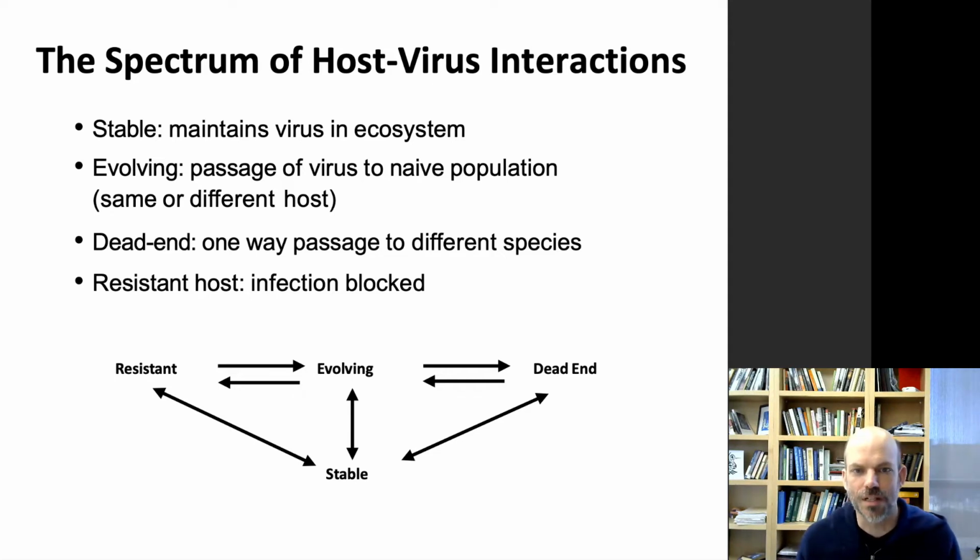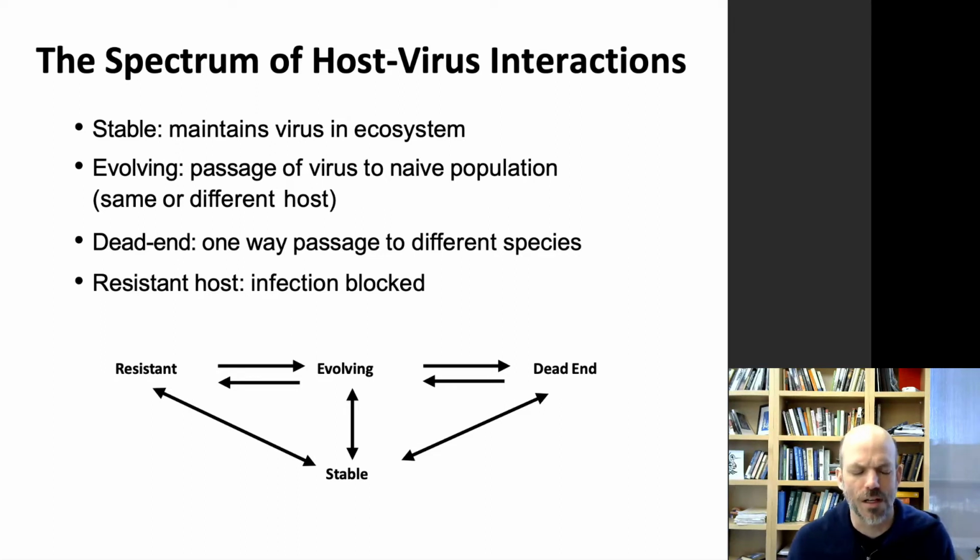So an evolving host-virus interaction is when the virus is exposed to a naive population. So it could be a subpopulation within the same species that hasn't been exposed to that virus before for some reason, which could be a geographic barrier being overcome, or it could be a biological barrier being overcome, like a receptor binding change in the virus or in the host biology, or it could be jumping to a new species. So it's similar biology in either case.